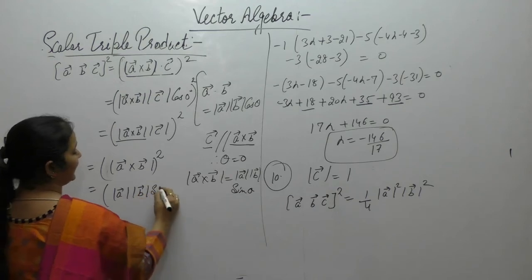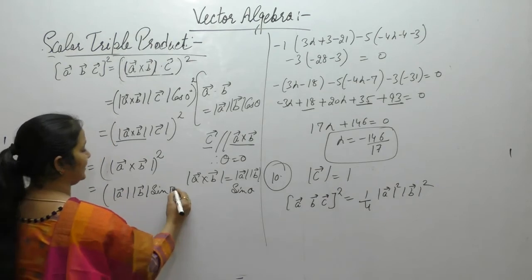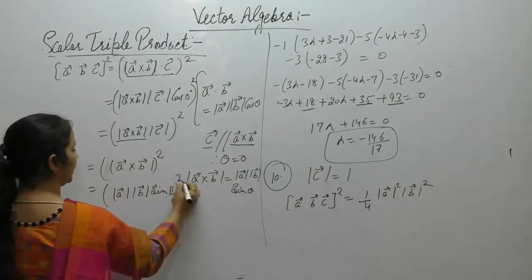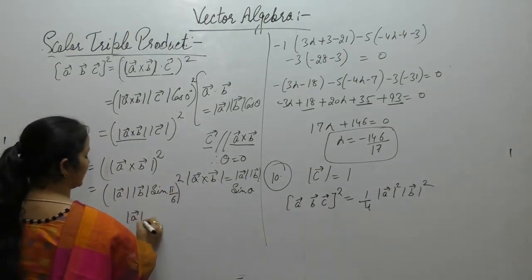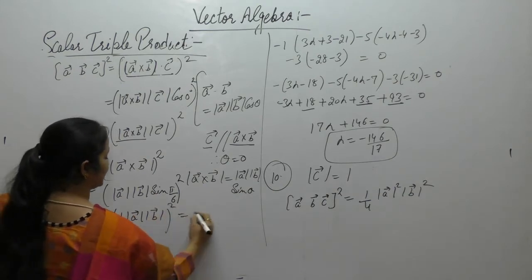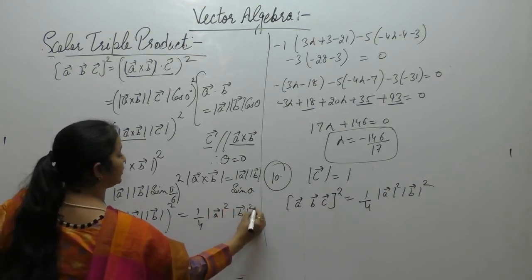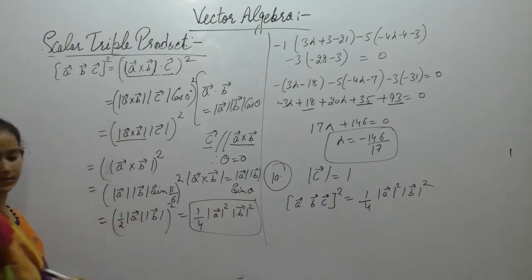A, B, and it is given that the angle between A and B is pi by 6. So squaring, sin pi by 6 is the value 1 by 2. So we get the result as 1 by 4 magnitude of A square into magnitude of B square.